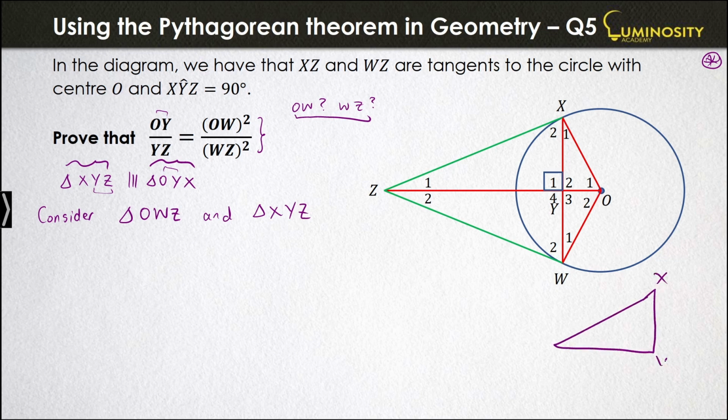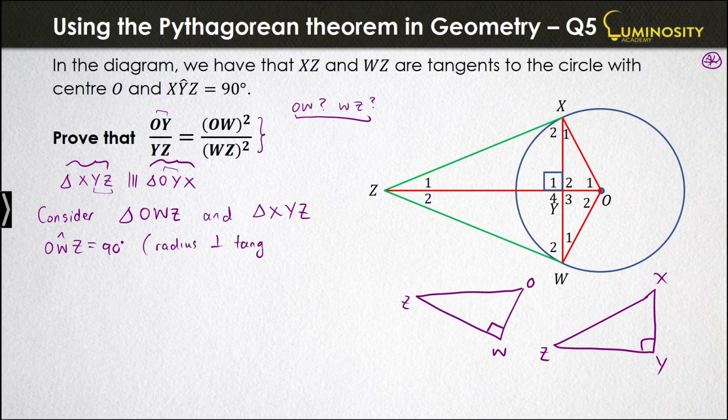So here's X, Y was a 90 degree, and Z. And then the other one, OWZ, is this triangle here. Now, OW is a radius line and ZW is a tangent. So automatically that's going to be 90 degrees. So I'm going to note that down. Angle OWZ equals 90 degrees. And the reason for that is radius perpendicular to tangent line. Okay, so far so good. They both have 90 degree angles.